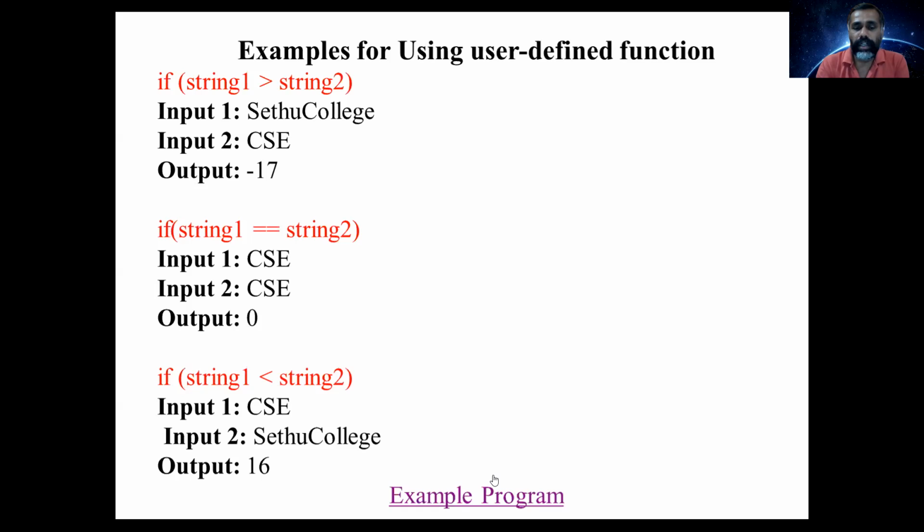And in the third condition, we are comparing string 1 with string 4. String 1 is say the college and the fourth string is CSE. So in this we get a positive value, both less than 16. So this is the output of this example program.